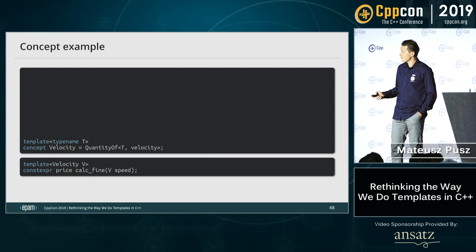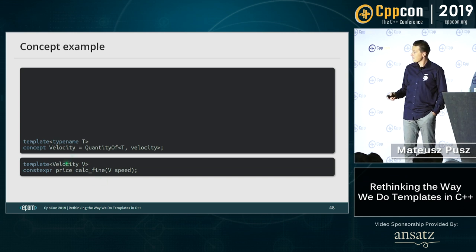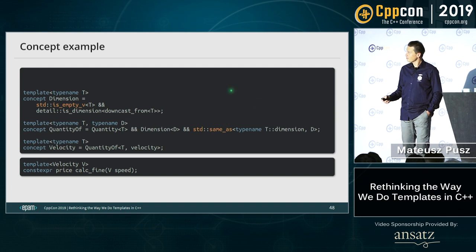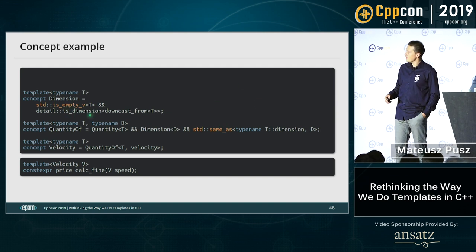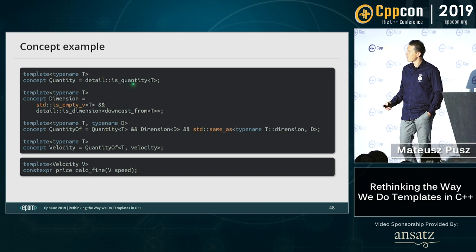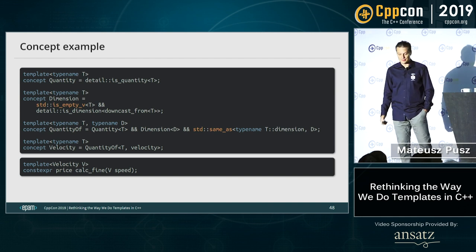So let's see an example from my library. Let's write a function that calculates a fine for speeding. Yes, we have a velocity here, and we return a price. Velocity can be a quantity of velocity dimension. Quantity of has to be a quantity. D, as provided here as a velocity, has to be a dimension. And actually the dimension stored in the quantity has to be the same as D. Dimension is an empty class because it's just a type list in my case. And as you've seen, it downcasts from the downcasting facility, so I check if my dimension is actually inheriting from the downcasting facility. And quantity is some type trait that I can use to check if it's really a quantity. These are all named concepts, and they improve our interfaces a lot.